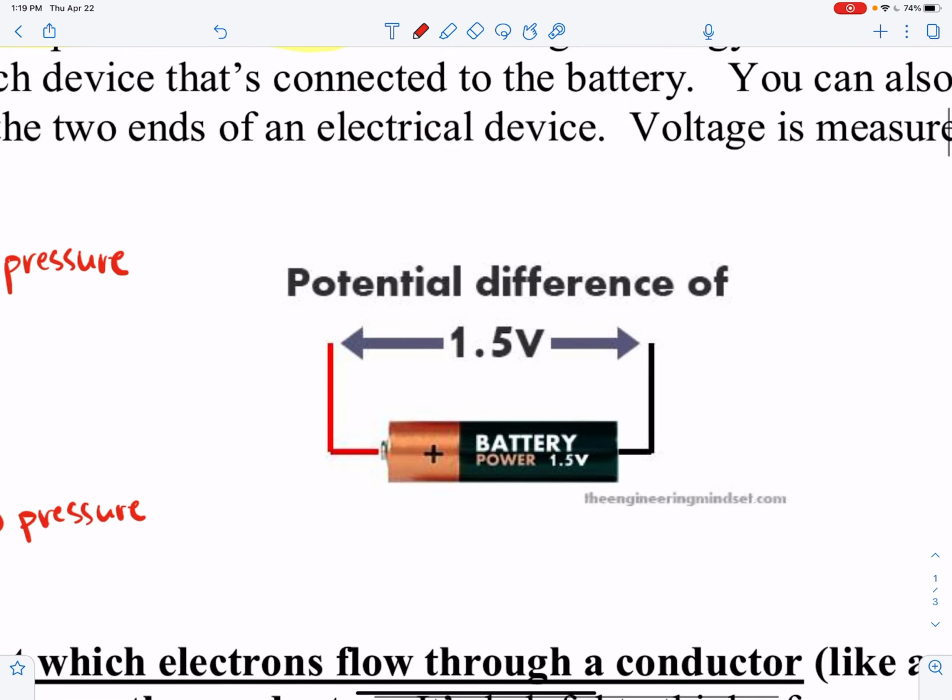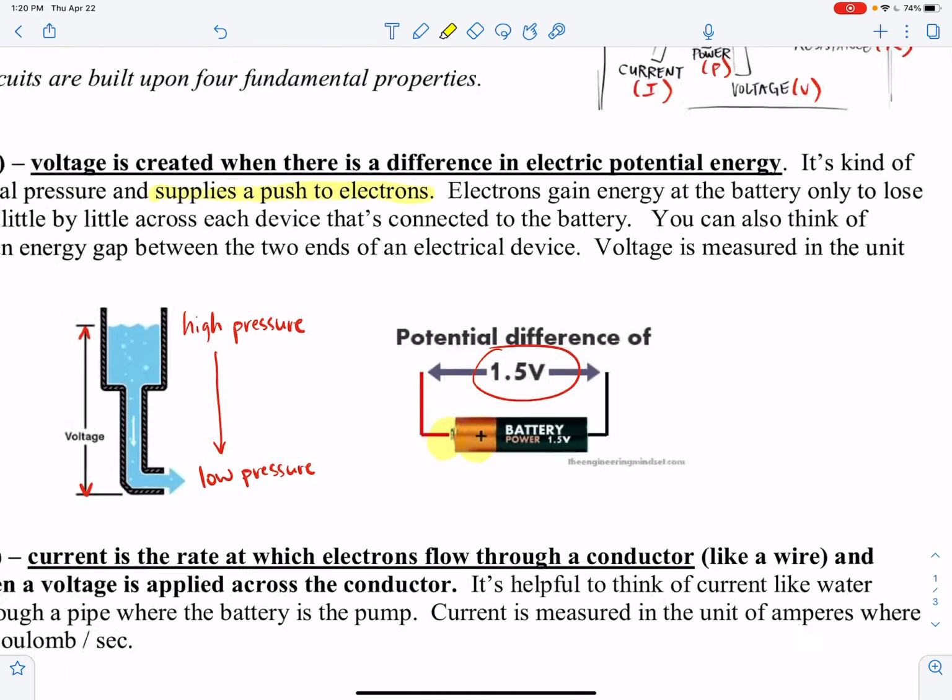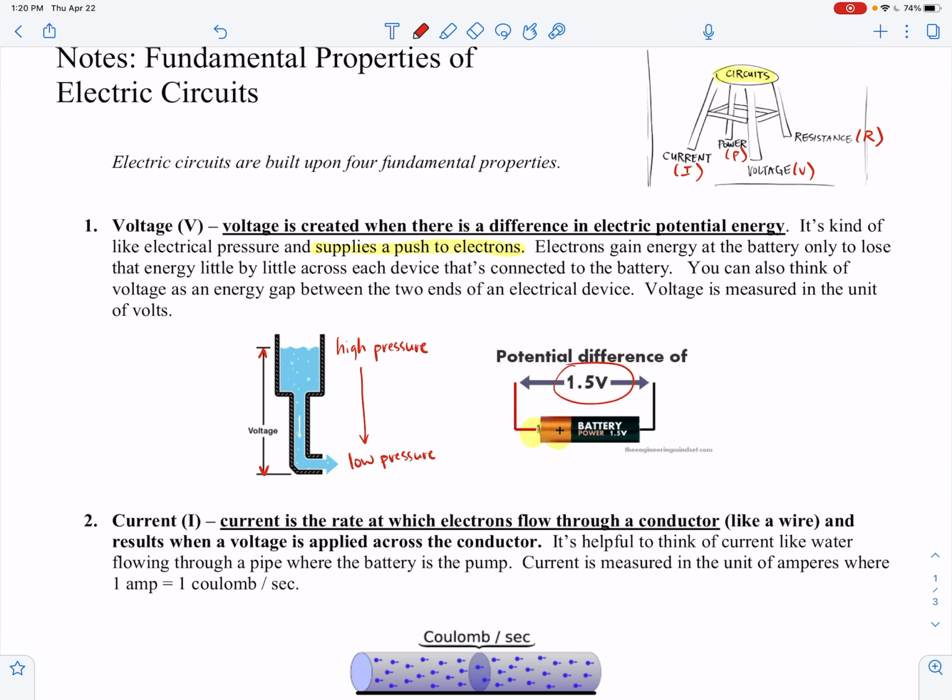An ordinary battery that you'd buy at the store has a voltage, meaning a potential difference, of 1.5 volts. You can see that the positive end of the battery is labeled here. That's the side with the little knob, and the negative end is the other side. The voltage of a battery is usually printed right on the battery, in this case 1.5 volts. So voltage is the idea of electron push. A voltage supplies an electron push.